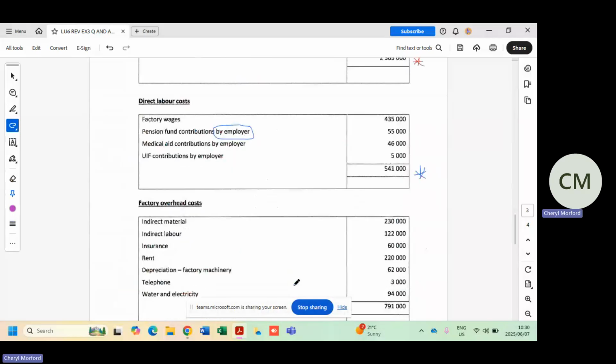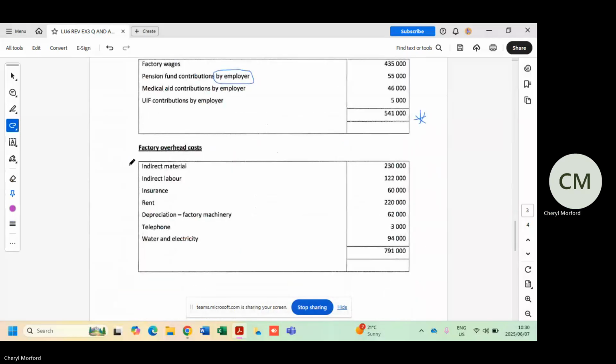Okay. Don't forget these two here. Those are the ones to look out for. Indirect material, indirect labor, plus those other ones that we went through. Add all of that, and it comes to 791,000. So there we've done note 1, 2, 3.